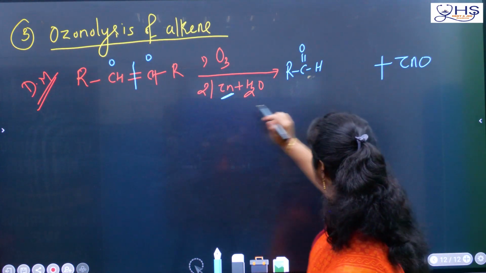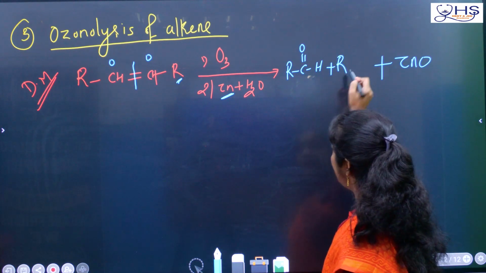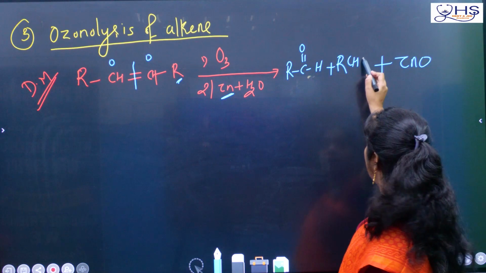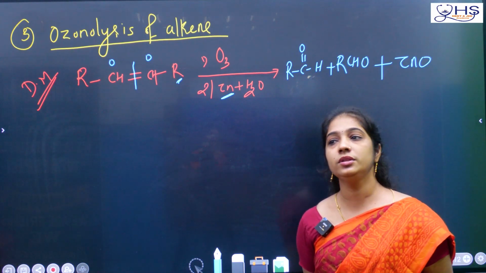This part also, plus here this R, I am writing this R first, and here I have CH, and that bond I broke, so I have to make a double bond with oxygen. Carbon should make a double bond with oxygen.